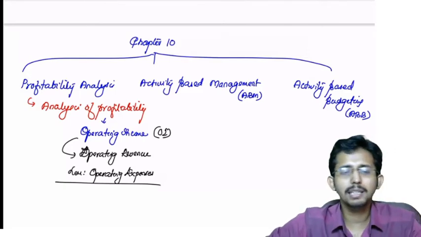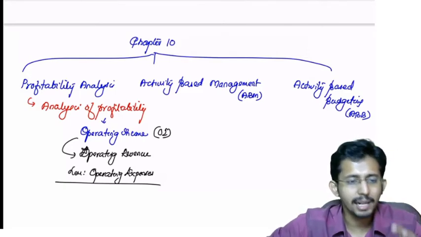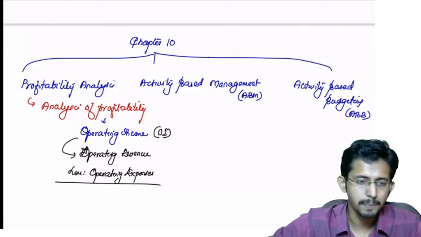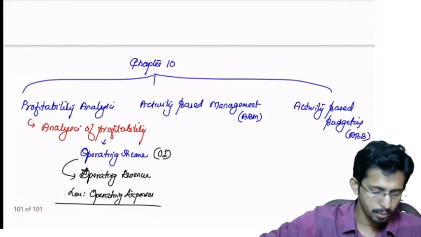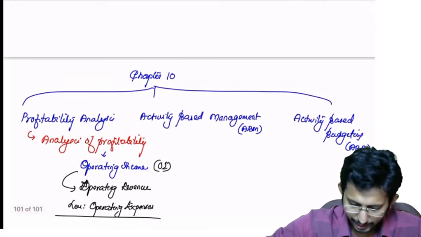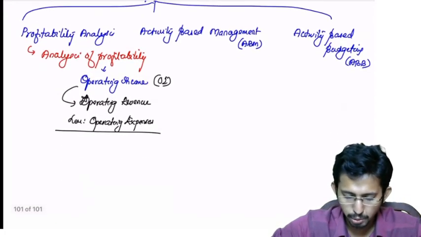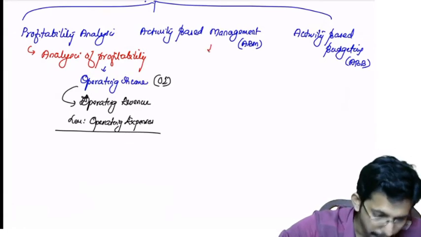And operating income is nothing but operating revenue minus operating expense. Okay, so that is the first concept which you need to understand. Then coming to the next, activity-based management. What do you mean by activity-based management?